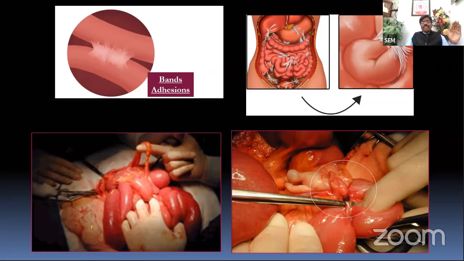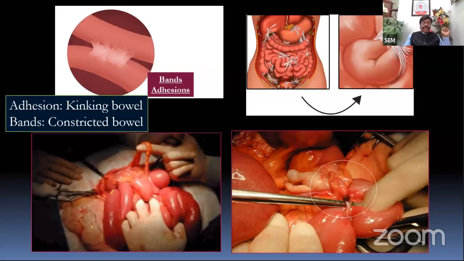That's why in all patients with small bowel obstruction, one of the important things you have to ask the patient is, have you undergone any surgery in the past? If so, what surgery? And after surgery, in the post-operative period, did you have any infection of the wound? Because if there is infection, there is scarring, and at that time there will be more scarring inside also. That is an important history you have to elicit. So what is adhesion? Kinked bowel, band, constricted bowel.